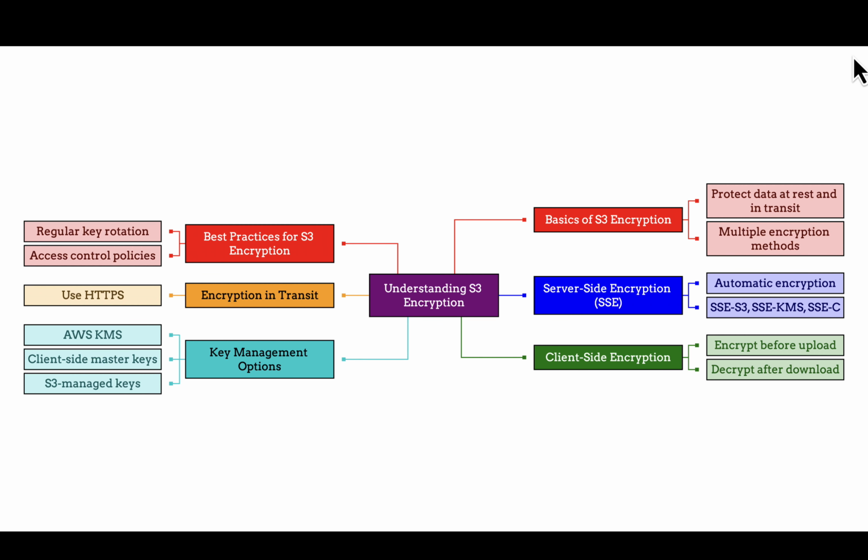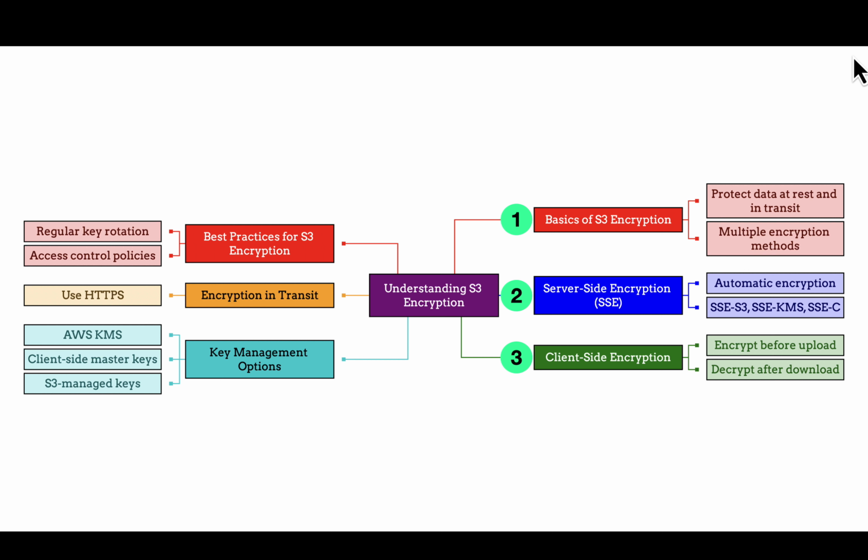Understanding S3 encryption. 1. Basics of S3 encryption. Encryption in Amazon S3 is about protecting data at rest and in transit. S3 offers multiple methods to encrypt data. 2. Server-side encryption, SSE. Data is encrypted automatically when saved to S3 and decrypted when downloaded. 3 types: SSE-S3, SSE-KMS, and SSE-C.